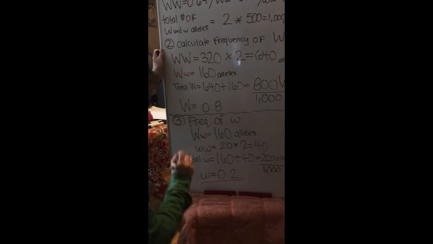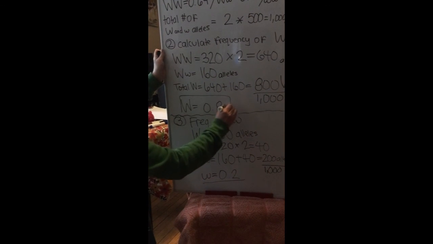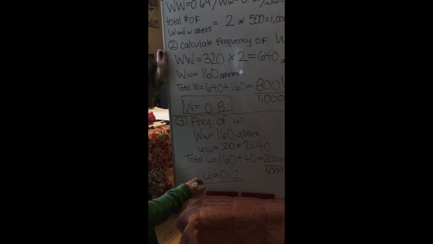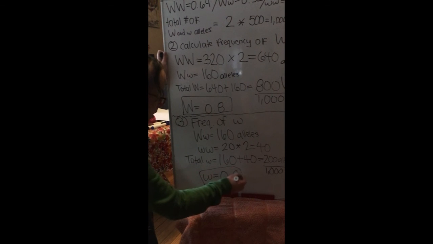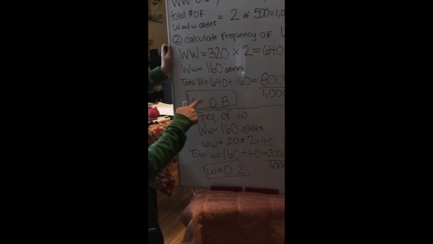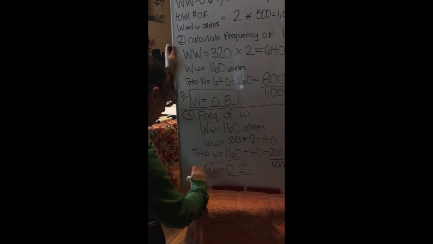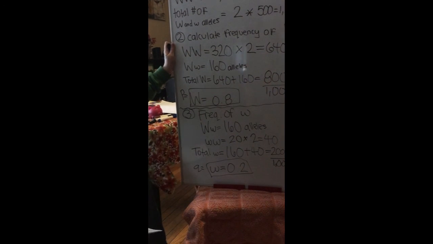You want to just make sure you double check your math, because remember the frequency of the dominant and recessive allele, P plus Q, must add up to 1.0. So looking at my P and my Q, yep, they both add to 1.0. So my math is correct. Again, it being 1.0 does not mean it's in Hardy-Weinberg equilibrium. It just means I did my math correctly.